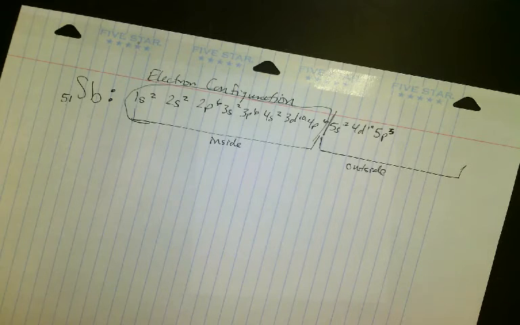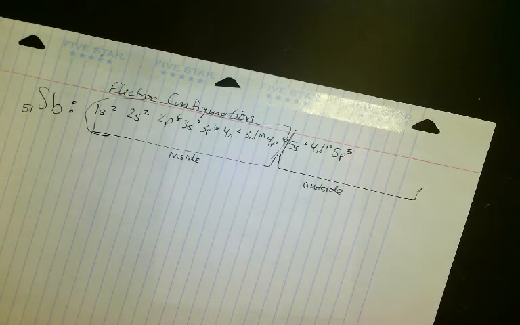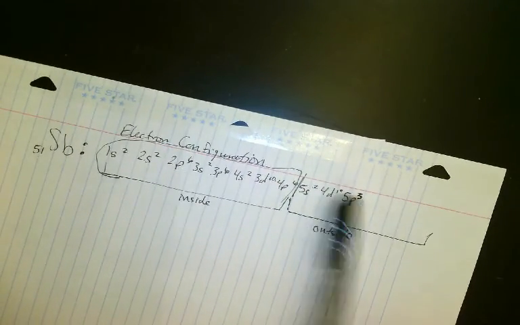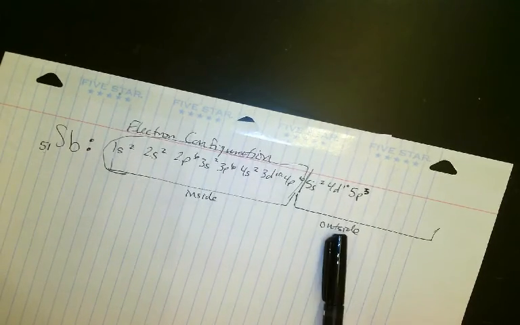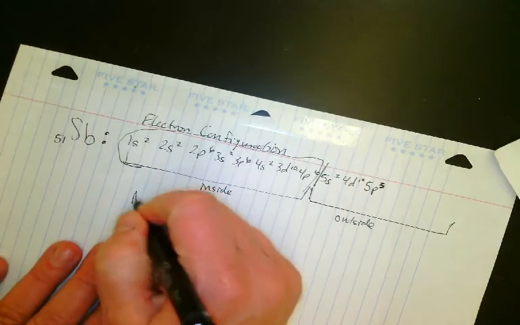Okay. So, I'm going to teach you something else now. Okay? So if you could stop. I'm going to teach you another thing now. So this is electron configuration, and with our electron configuration, I was doing the inside and I was doing the outside. So now I'm going to teach you noble gas configuration.